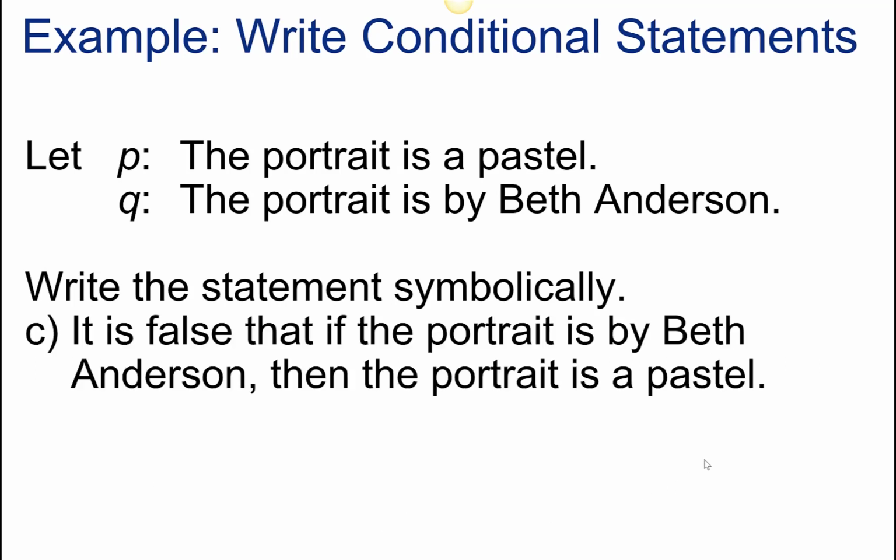And another one: it is false that. Now again, that tells us we're going to have some parentheses here. If the portrait is by Beth Anderson, then the portrait is a pastel. So we're going to have the negation outside the parentheses. Then we have the simple statement Q, arrow, P. If Q, then P, and it's negated, the entire compound statement.